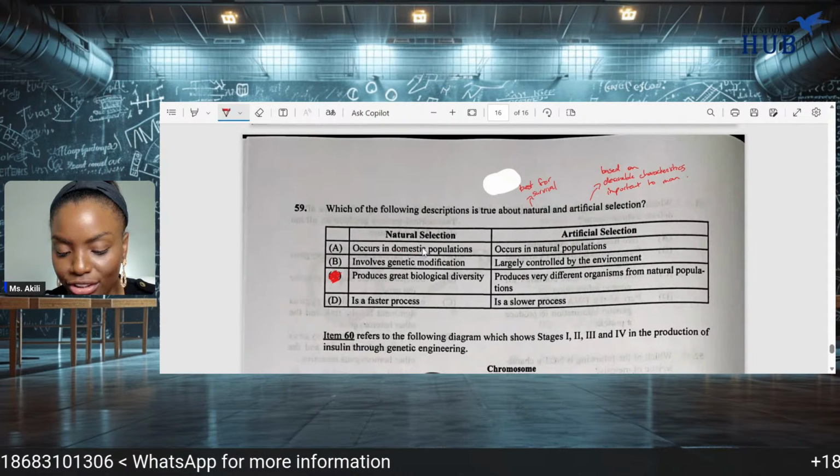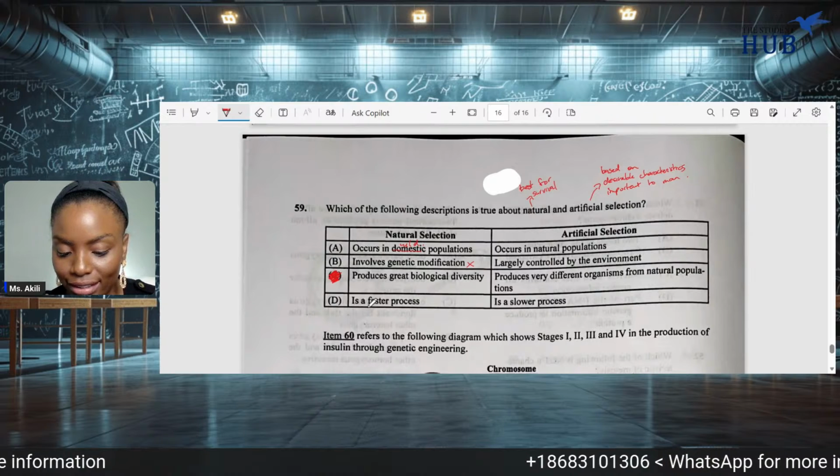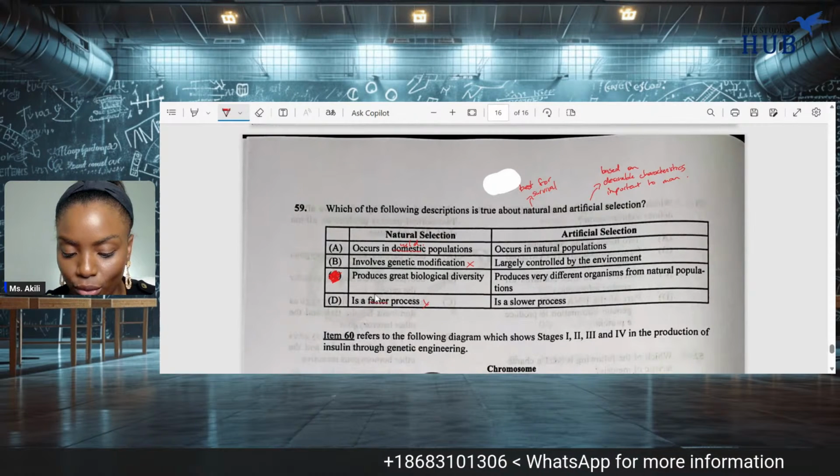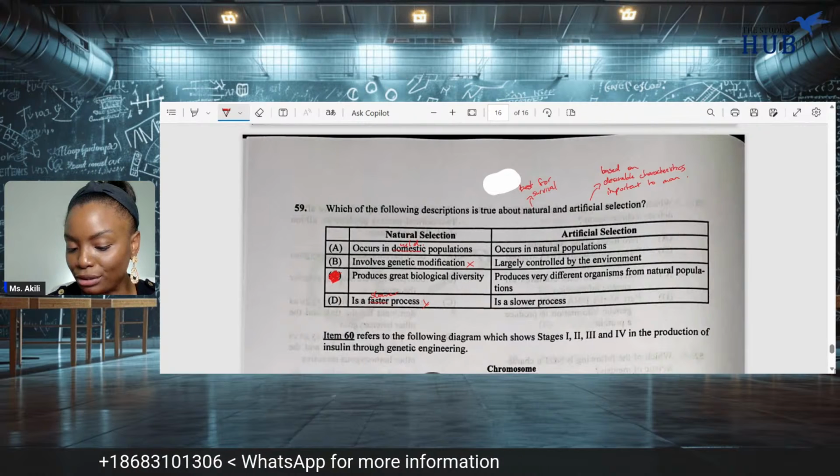It does not. Natural selection is a wild population process and involves no genetic modification. It does not. It's a faster process. No, it's a slower process, right? So it's basically all the opposites. C is the only option there.